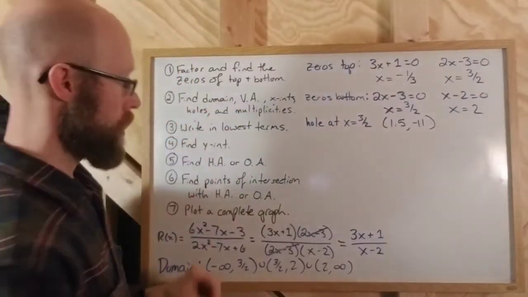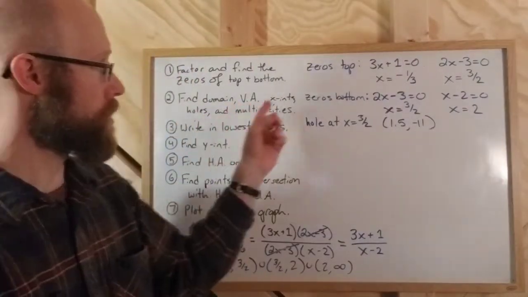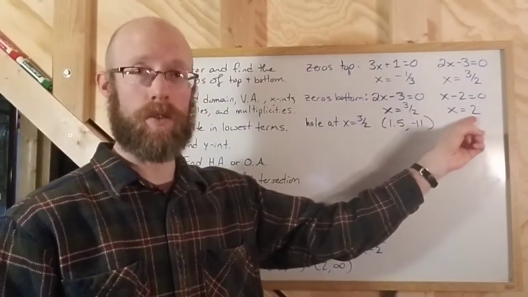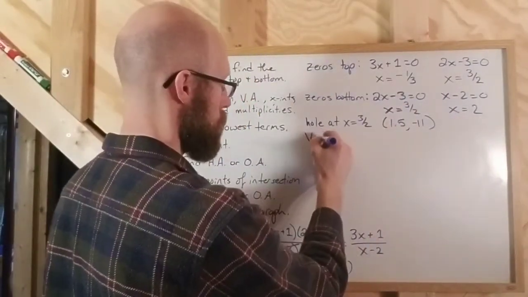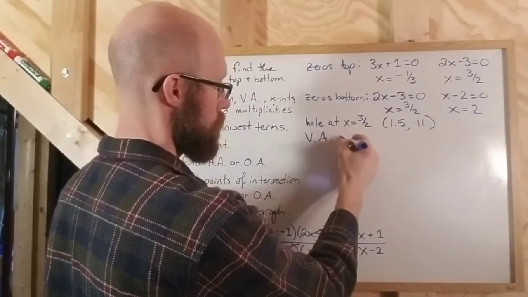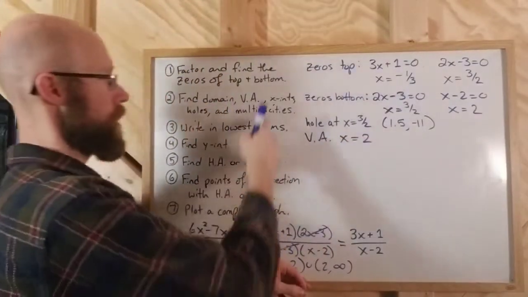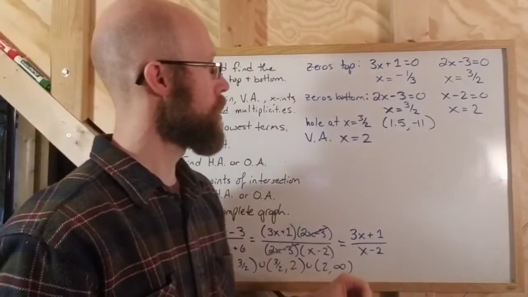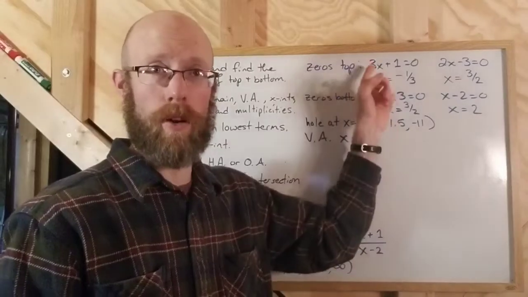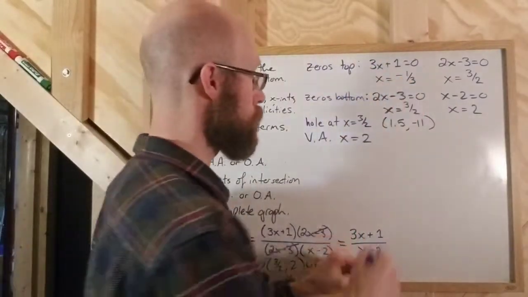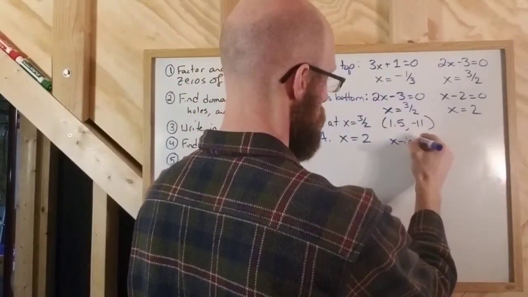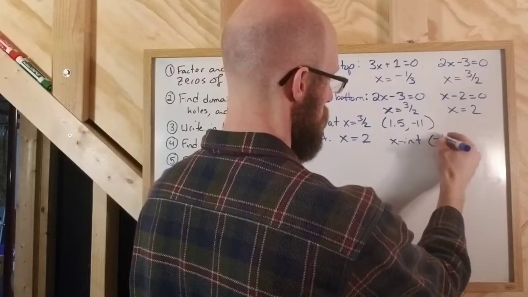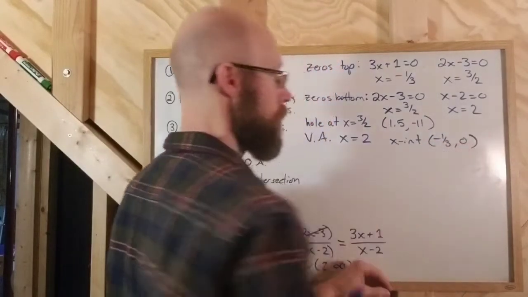Okay, vertical asymptotes occur at zeros of the bottom only. That's going to be at 2. So the vertical asymptote is going to be x equals 2. And the x-intercepts occur at zeros of the numerator only, which in our case would be negative 1/3. So there's going to be an x-intercept at negative 1/3 comma 0.